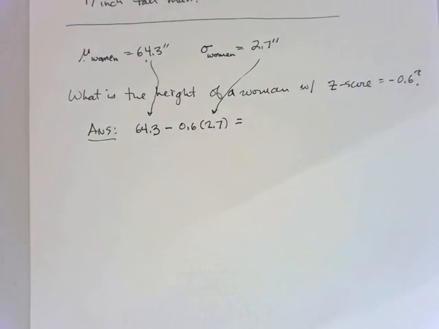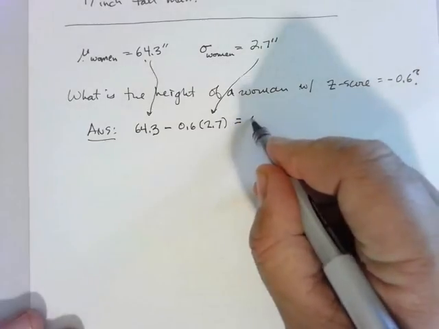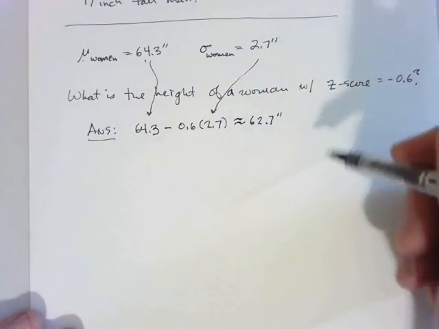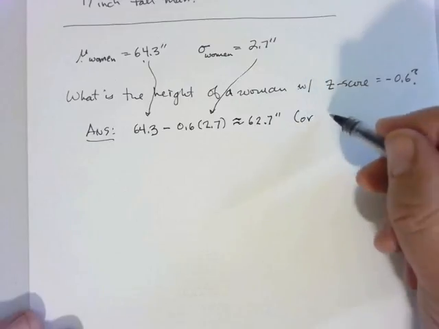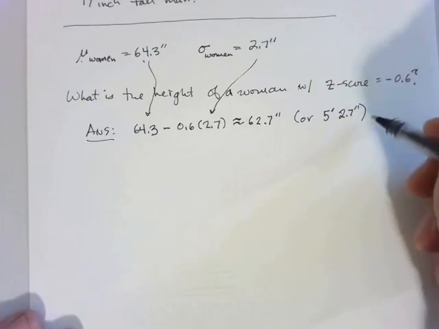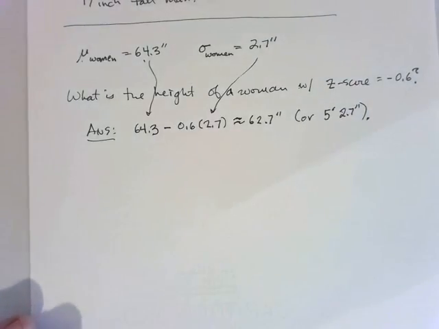And again, I'll get my calculator. I don't want to have to do all this arithmetic in my head. So I'm going to do 64.3 minus 0.6 times 2.7. And we see that she's 62.68, or approximately 62.7 inches tall. So that would be 5 feet, 2.7 inches. So that is an introduction to standardized scores. They're very important, and thankfully I hope you'll agree they're not too complicated.